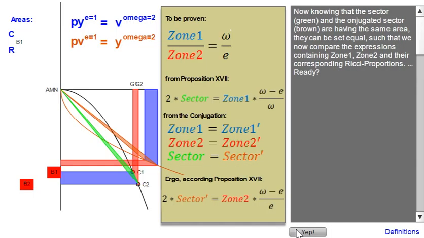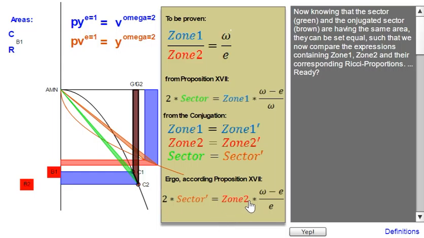All right, and there we go. So we know that 2 times the sector dash, so the conjugated sector area, is equal to the zone 2 times omega minus e divided by e, because zone 2 can easily be substituted with the zone 2 dash, and that's standing in the same relationship with the sector dash as the sector is to zone 1.